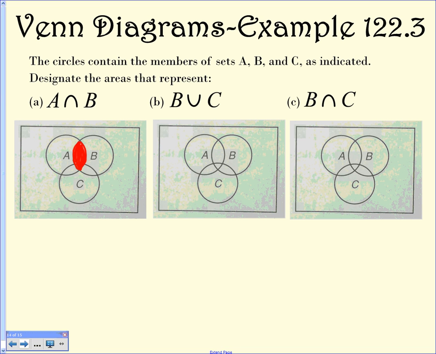Okay? What does this say? It's all of B and all of C. All right. What about this one? The almond between. Yes, it is the little almond. Yeah, with me so far?